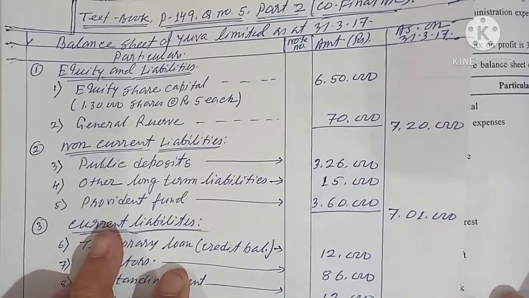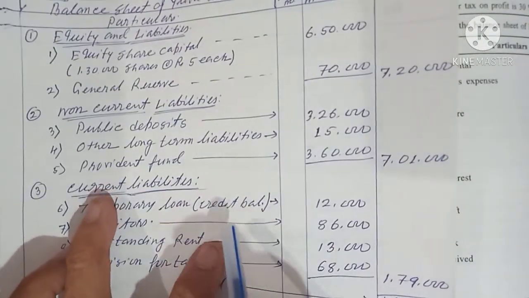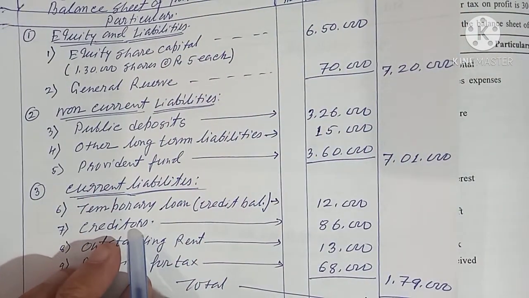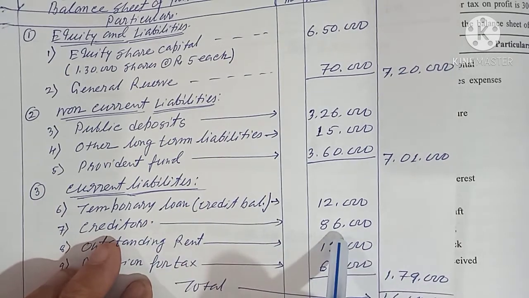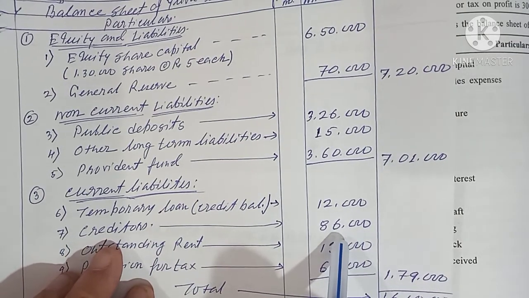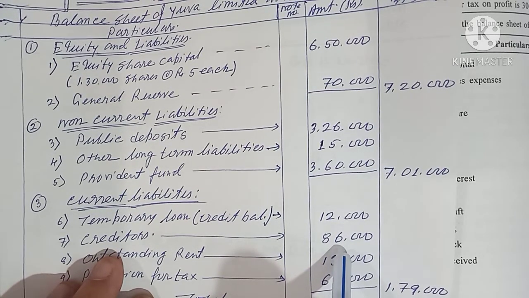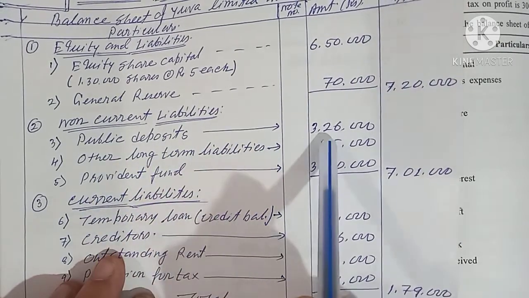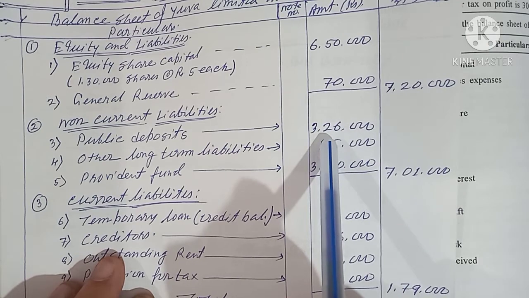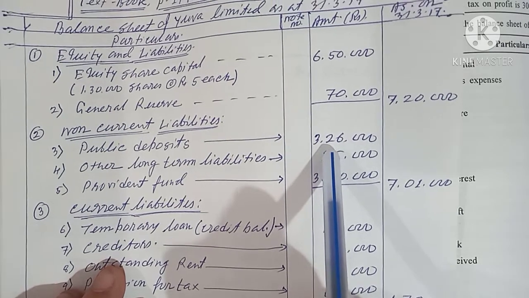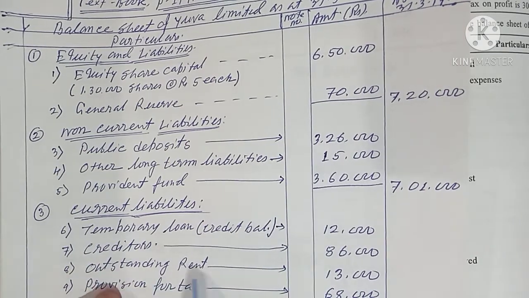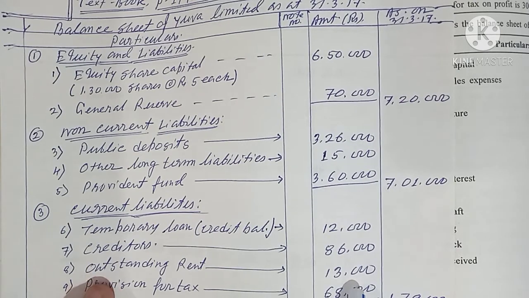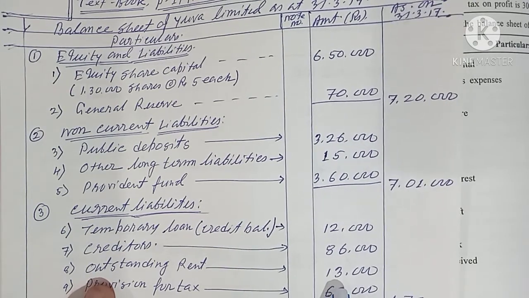Correct. Next is coming, what is this? Creditors. Everyone knows the creditors amount, how much? 86,000. Creditors comes here under trade payables. Creditors is 86,000. Next, after creditors, public deposit 3,26,000. Under non-current liabilities, the first item is public deposit, which is 3,26,000. Correct. Next is outstanding rent of rupees 13,000. Under current liabilities, the fourth item, that is 13,000.